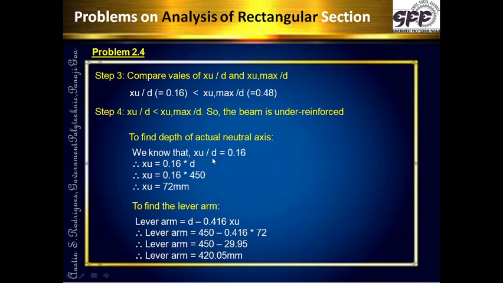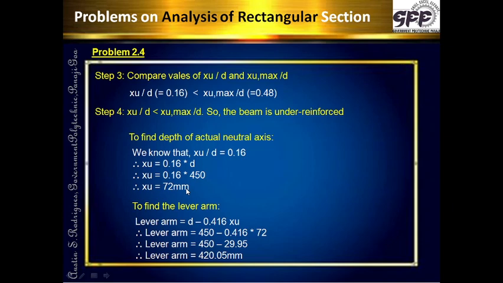We know that XU by D is 0.16. Please note, the ratio of the actual depth of the neutral axis to the effective depth is 0.16. Therefore, XU will be equal to D cross multiplied by 0.16. That is what happens in the next step. So XU is 0.16 multiplied by the effective depth, and the answer comes to 72 mm. It is very simple to find the actual depth. XU by D is equal to whatever value, D is already known to us, and cross multiplying, we get the value.